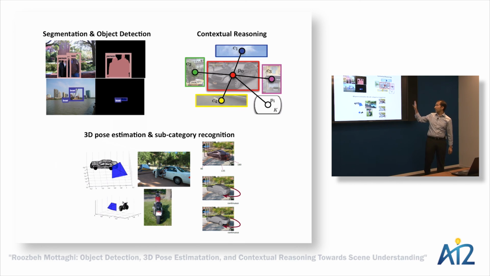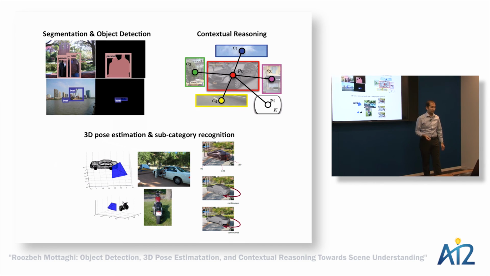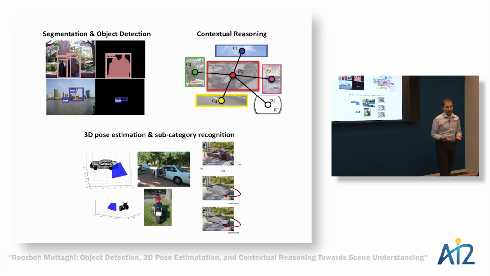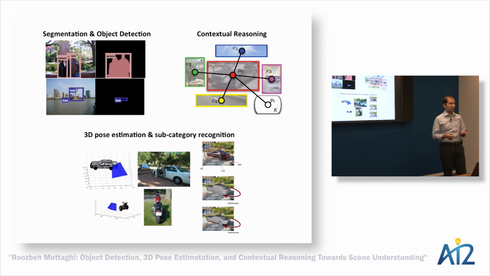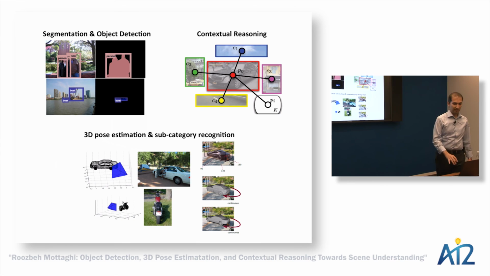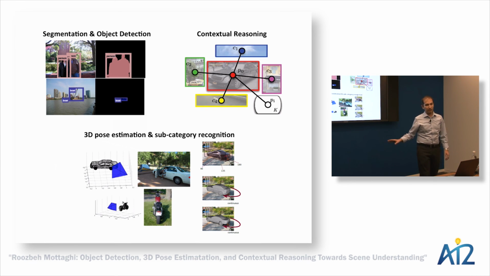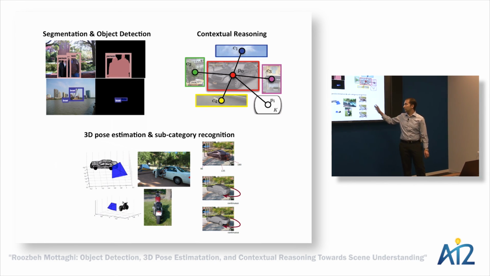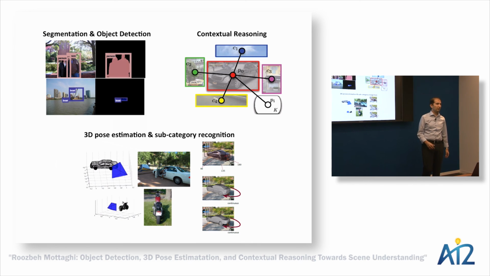And the second part of my talk is about contextual reasoning, so using the context information to do scene understanding. And I think the same concept exists in the NLP area. You use the context in the sentence to resolve the ambiguity for a word in the sentence. And finally, I will talk about our recent work on 3D pose estimation and subcategory recognition, which basically provides richer descriptions for objects.